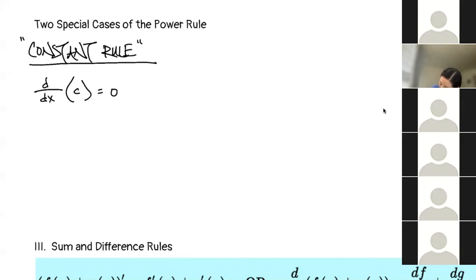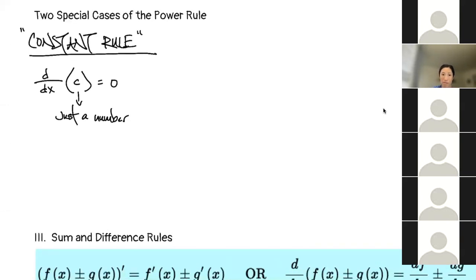But actually, let's make a note here. C is just a number. Now, I want to be really clear here. Is C being multiplied by anything else right now? No. No, it's not being multiplied. It's literally just a number. Like literally we had just pi, okay? So if we have a derivative of a number, it's going to be 0.